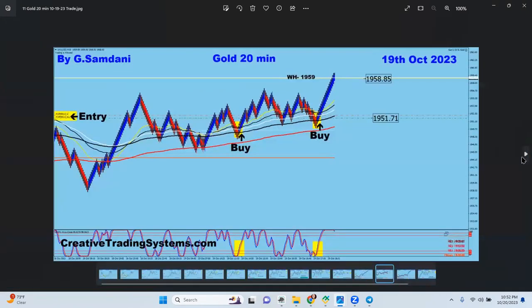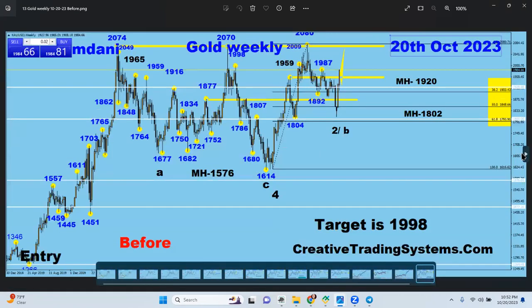Where the heck is that chart? Let me see. Okay, so October 20, you see this target. We crossed that 1959, right? So I said, okay, now the target is 1998, right? And this was today, early in the, what do you call it, London session. I made this chart, right?